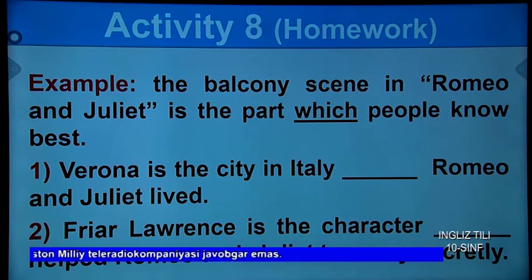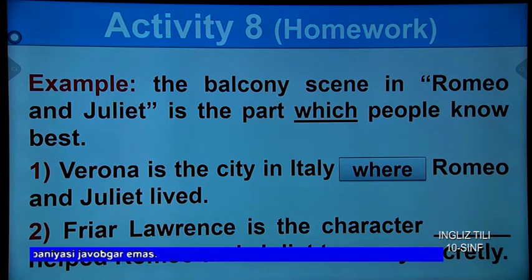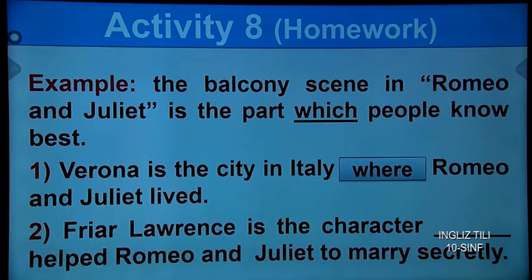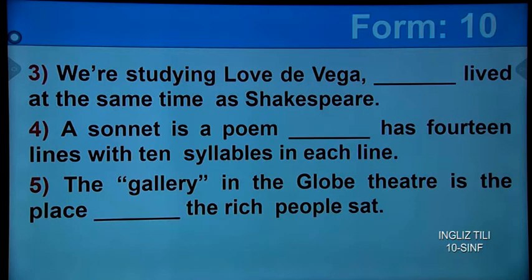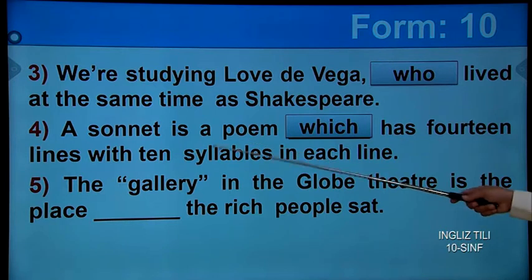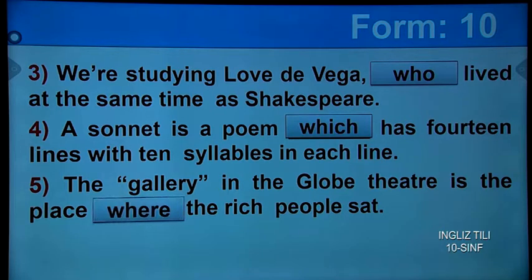The first one, where? Verona is the city in Italy where Romeo and Juliet lived. The second, who? Because it describes person. The third one, it is who again, describes a person. Fourth, which? Which describes sonnet. Which sonnet? Which has 14 lines with 10 syllables in each line. Fifth, where? It describes place where the rich people sat.